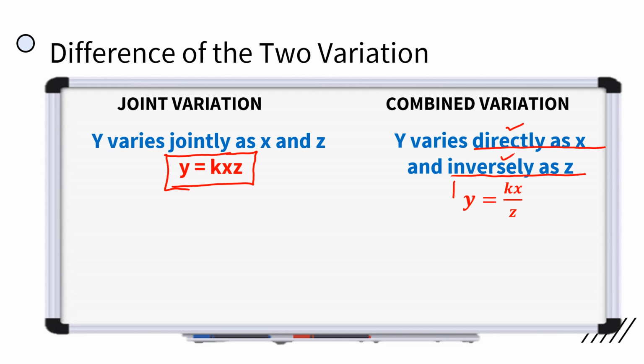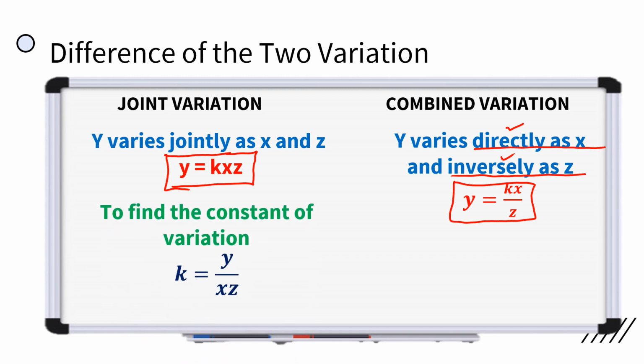So, dalawa ang makikita niyong equation dito. Isang product and then a quotient. So, y is equal to kx divided by z. So, yun yung pinagkaiba nila with the equation and the statement. So, how about doon sa pagkuha natin ng constant? To find the constant for joint, you're going to have k is equal to y divided by x times z. Tandaan po natin yung dalawa, ha?